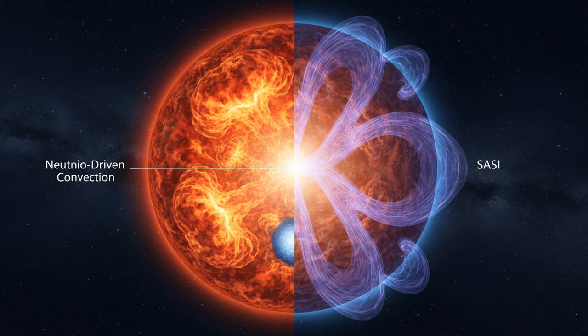How does a round star produce a lopsided explosion? We now believe it comes down to three hellish mechanisms occurring in the first few seconds of the collapse. The first is neutrino-driven convection. When the core collapses, it releases a flood of neutrinos that carry away 99% of the energy. These neutrinos heat the material just behind the stalled shockwave.